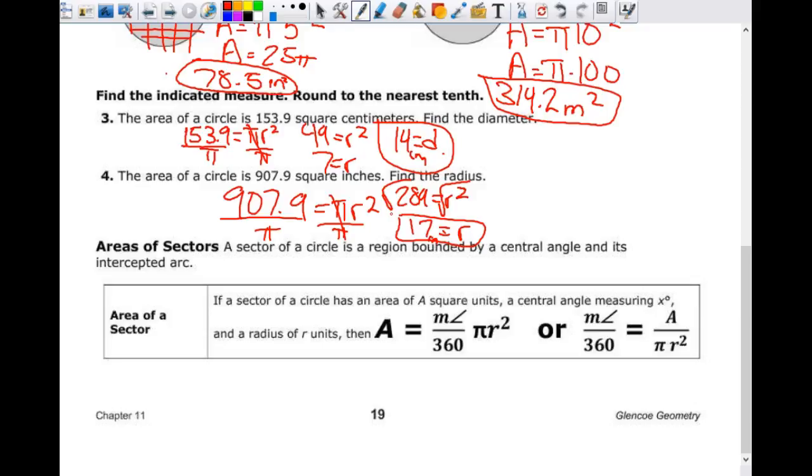All right. So what we are doing today is we are trying to find the area of a sector. So if you have a pizza and you take a slice out, if we were in geometry class, you'd be calling that not a slice of pizza, a sector of pizza.